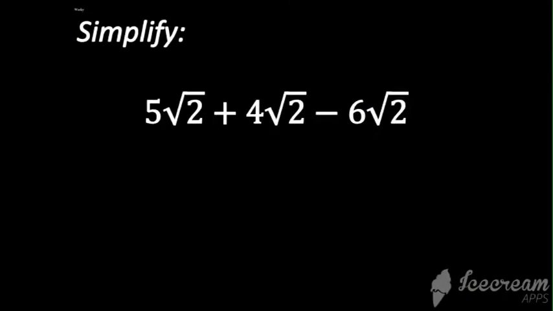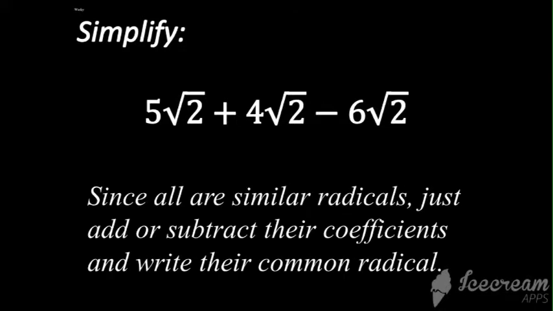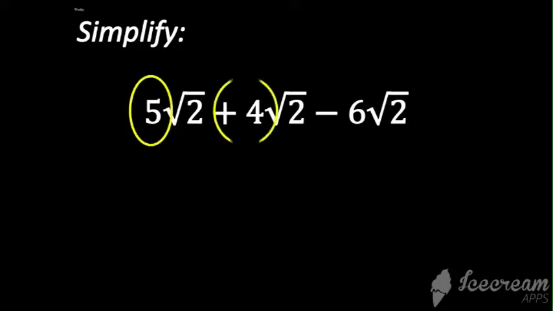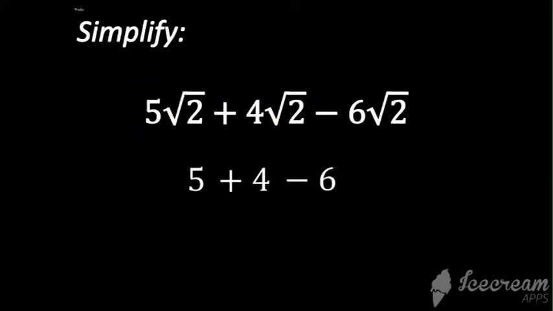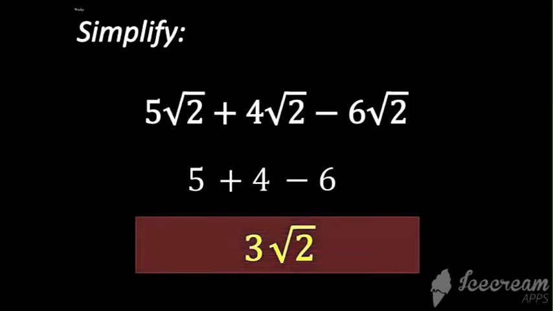Now let us simplify the following. 5 times square root of 2 plus 4 times square root of 2 minus 6 times square root of 2. Since all are similar radicals, just add or subtract their coefficients and write their common radical. So 5 plus 4 minus 6, the answer is 3, and then square root of 2. So the answer is 3 times the square root of 2.